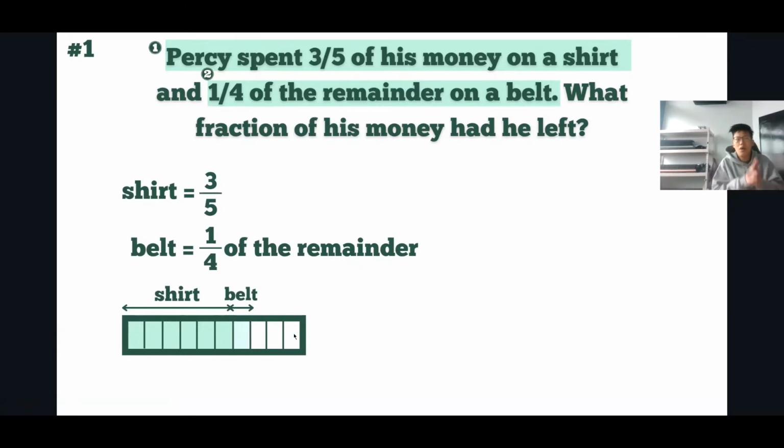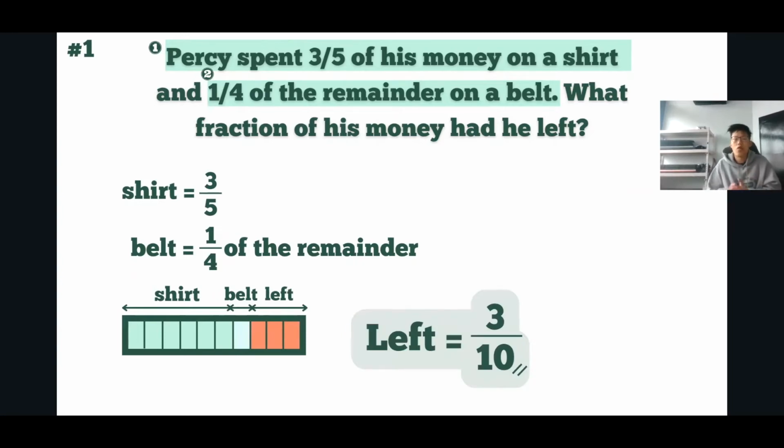10 parts, and the question says, what fraction of his money had he left? So simply put, this is left. So the answer must be 3/10. Make your answer obvious. Don't let the teacher look for the answer. Make it obvious so that she will be able to find it. Okay, so that is what I want to explain to you in question number 1.